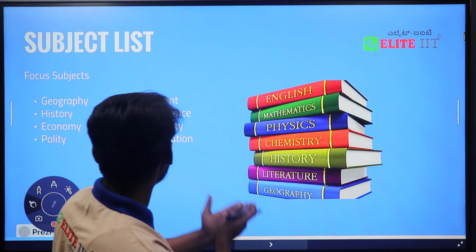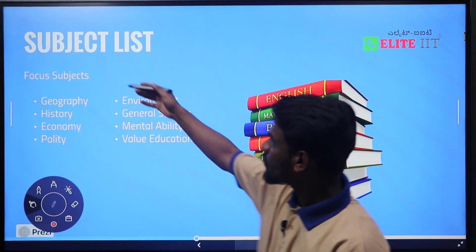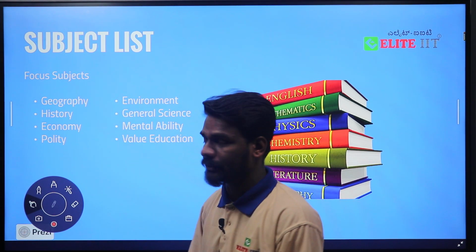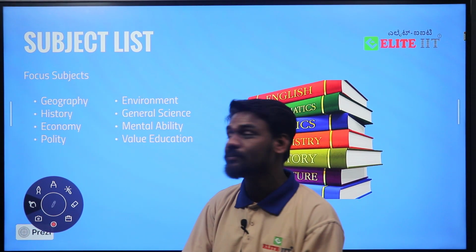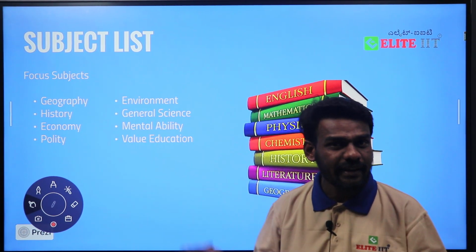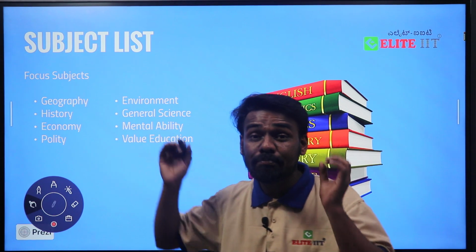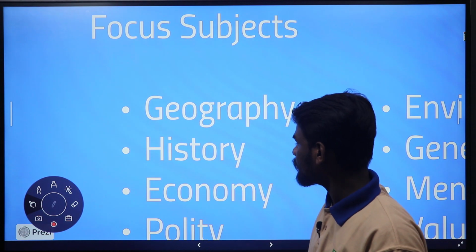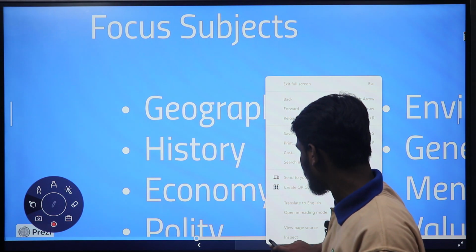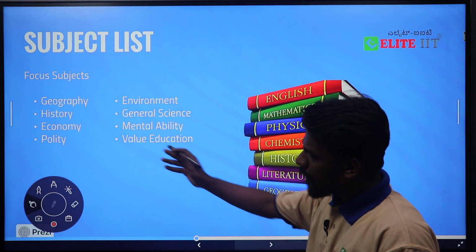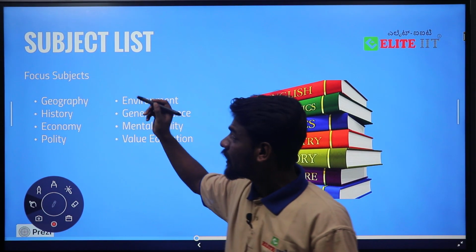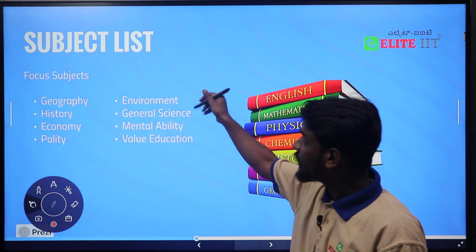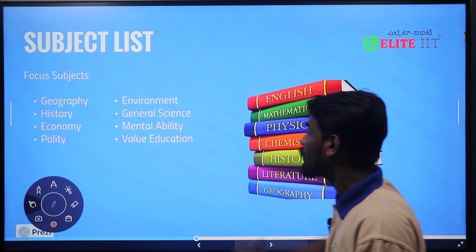What kind of subject? See, here it is mentioned the subject list, focus subjects, geography. So, geography and history, economy and polity. Okay, these are considered as pillar subjects of any competitive exams. In any competitive exam, you should have some kind of basic knowledge regarding the geography, history, polity and economy. Okay. Then apart from geography, history, economy and polity, environment, general science, mental ability and value education.